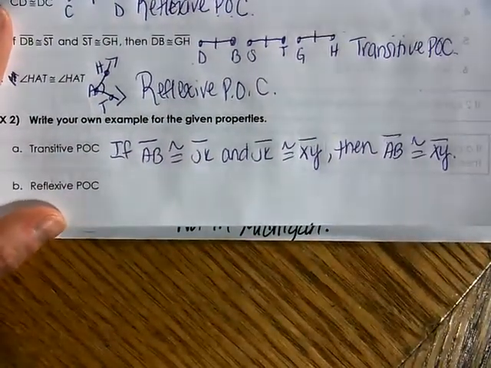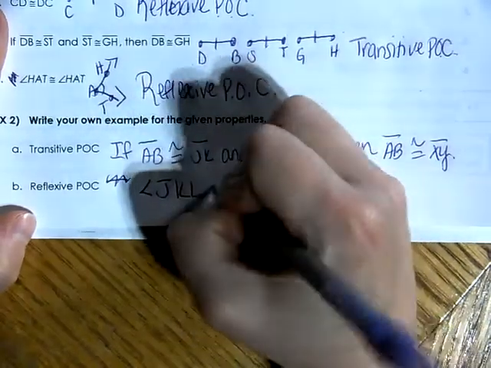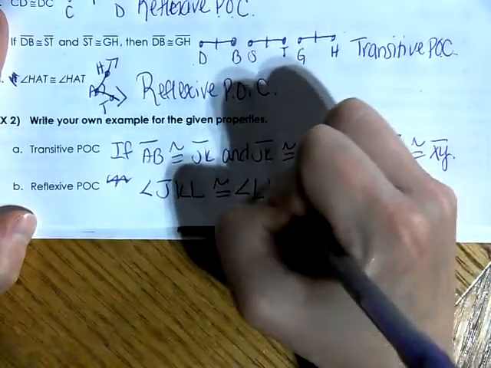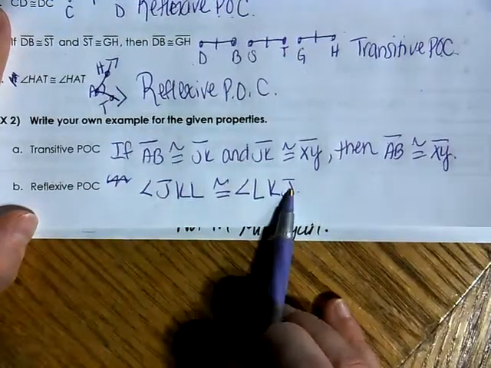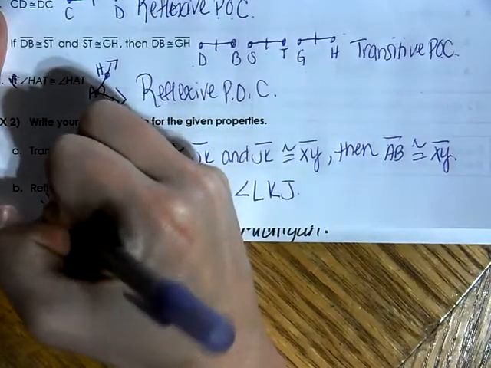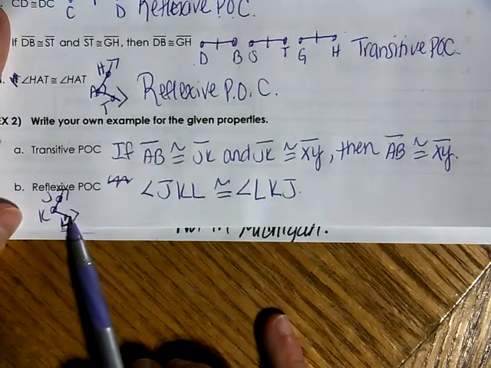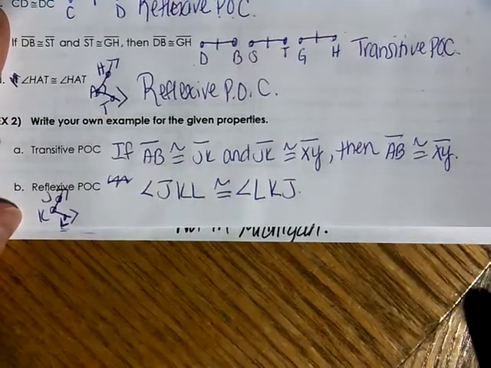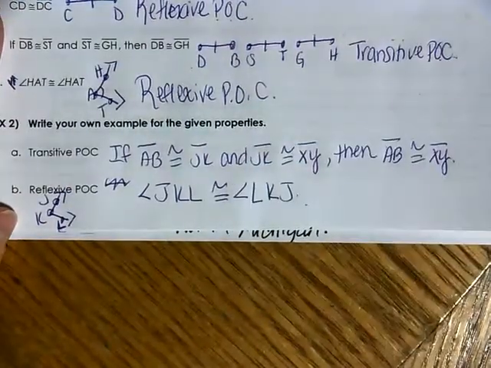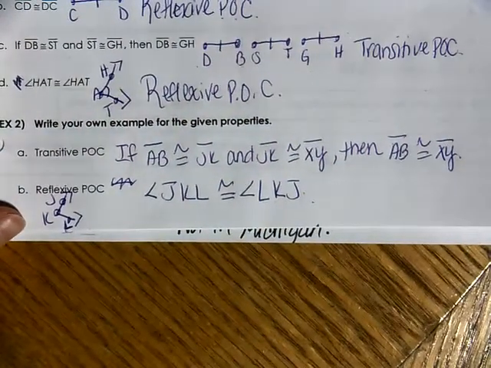An example of the reflexive property of congruence would be something like this. It's not if-then. We would have angle JKL is congruent to angle LKJ. All I did was reverse the letters. And remember that there are many ways to name an angle. We always name an angle with the center being in between. Since both of these contain the same letter between, LKJ and JKL are the same exact angle. So this would be an example of the reflexive property of congruence. You don't have to rearrange the letters. You can if you want to, but you don't have to.